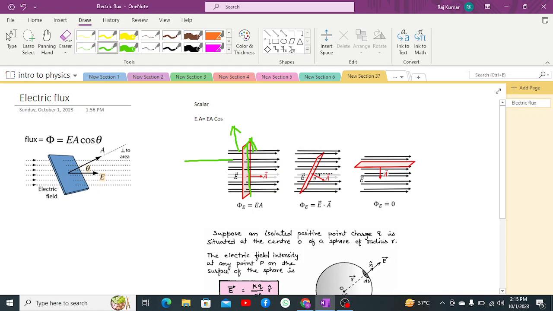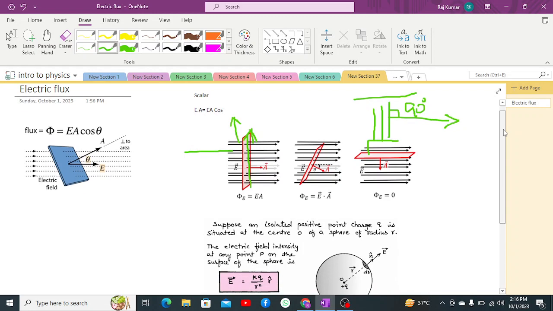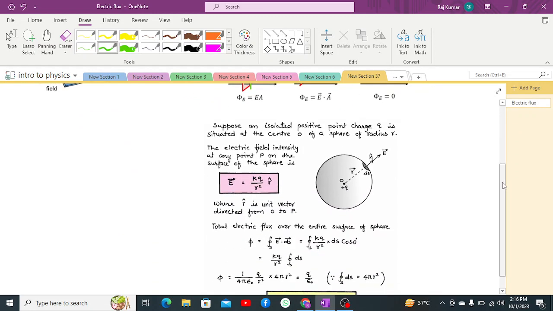Similarly, if it is tilted a bit, then it depends on the angle theta, and the flux is the dot product E dot A, whatever the value of theta is. If the small element of vector area is placed parallel to the field lines, the angle formed would be 90 degrees between the area vector and the field, and in that case the electric flux will be 0.